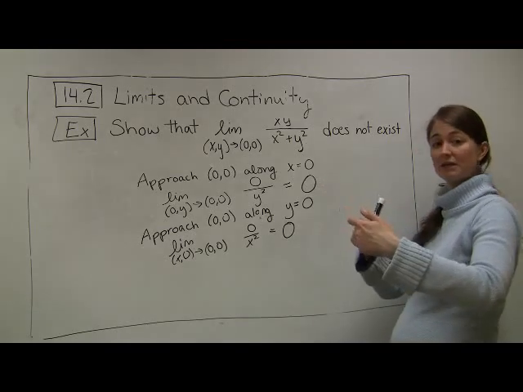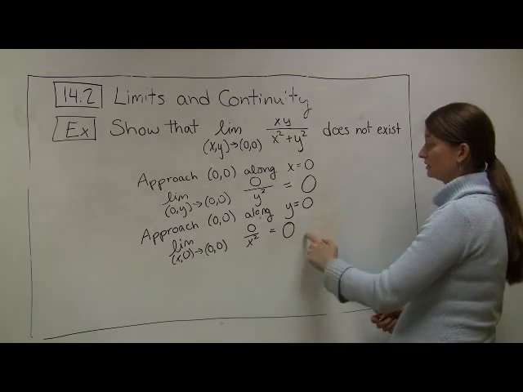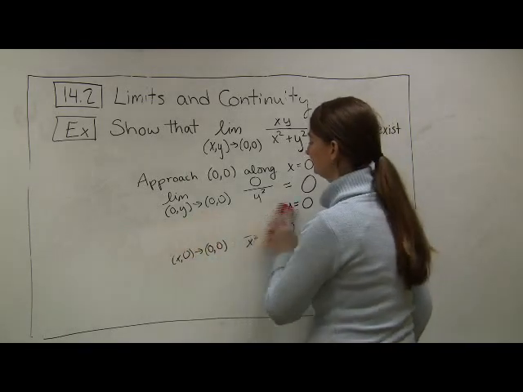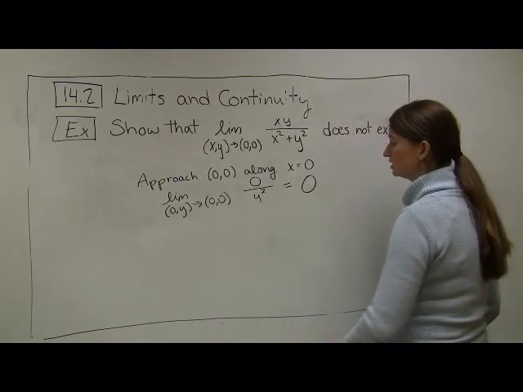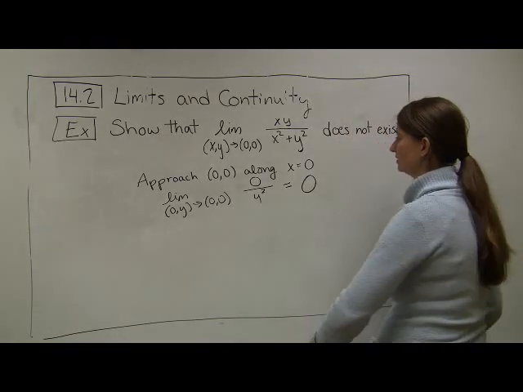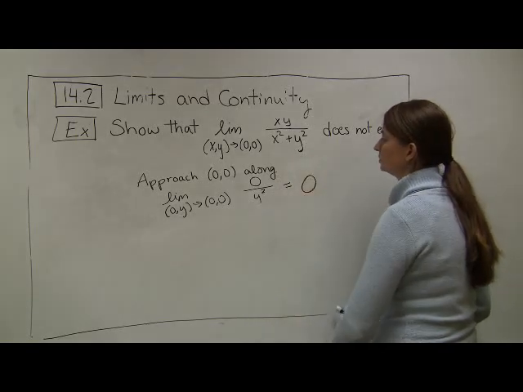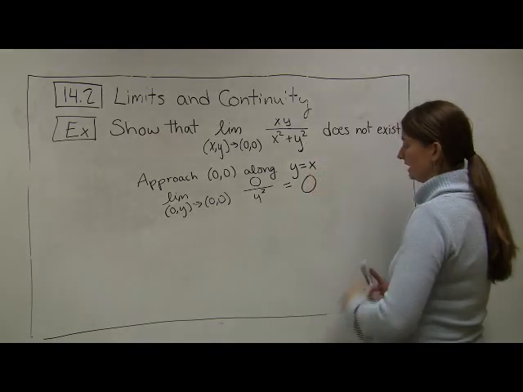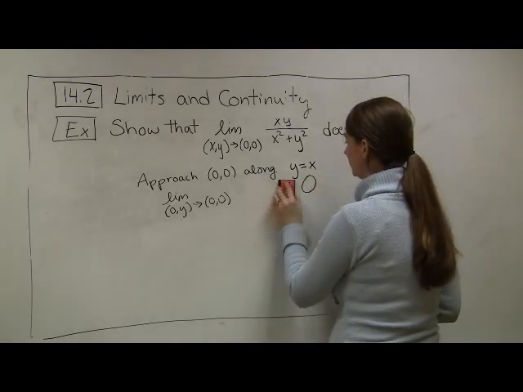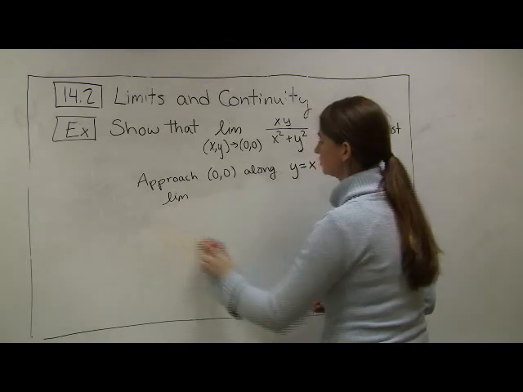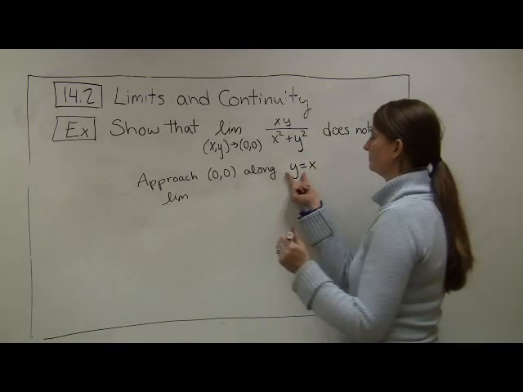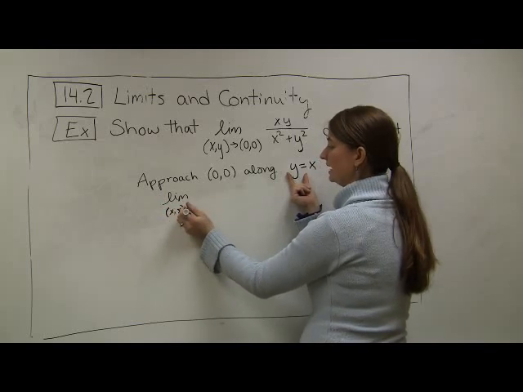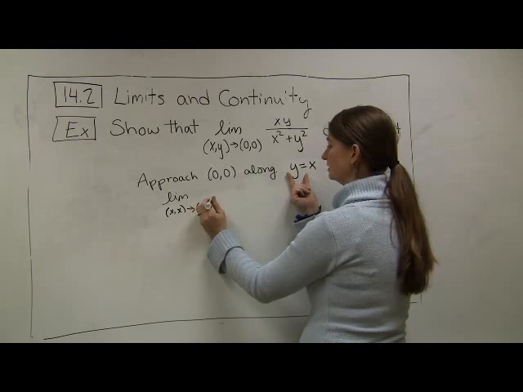I tried 2 different paths to get there, and both of those were exactly equal to 0 with their limit values. And this is where we're going to be a little clever. Now, instead of approaching along the path x equals 0 or y equals 0, I'm going to approach along the path y equals x. Look at what happens when I approach along the path y equals x. Algebraically, I'm going to replace my y's with x's. So now (x, x) is approaching (0, 0).